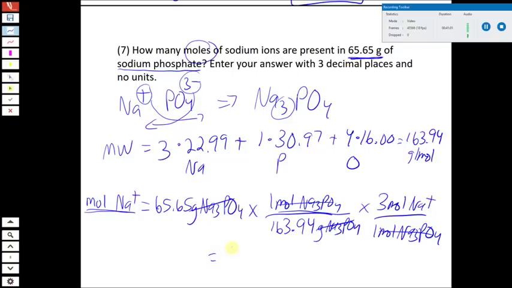When we multiply that across, we get 1.201. I had set this up as a numerical question, so we would just write the number 1.201 into Blackboard. But if you forgot this last step, you would have gotten a number that was 3 times too small, and that would be an answer that very many people would likely pick, forgetting this last step to account for how many sodium ions are in each formula unit of sodium phosphate. All right, questions on this one?